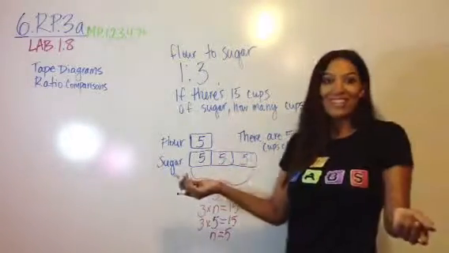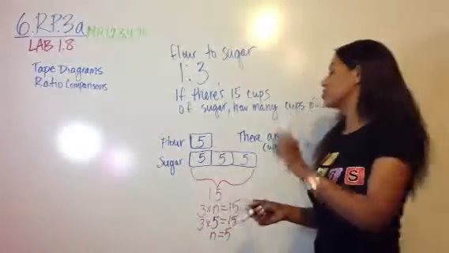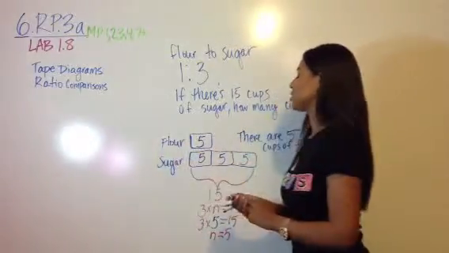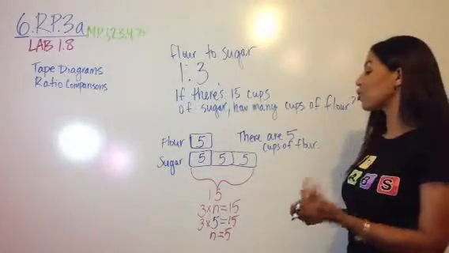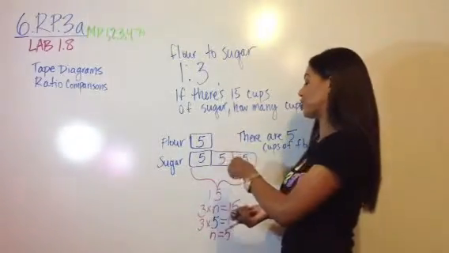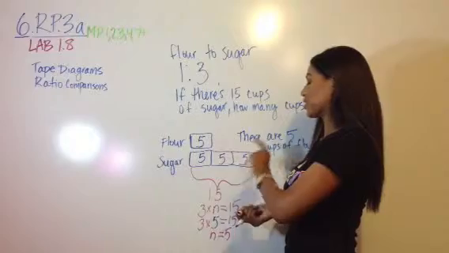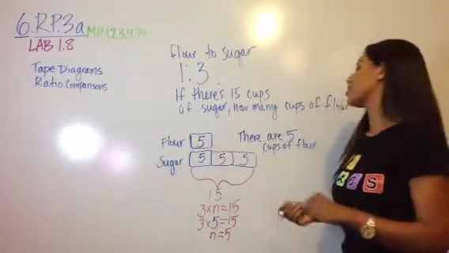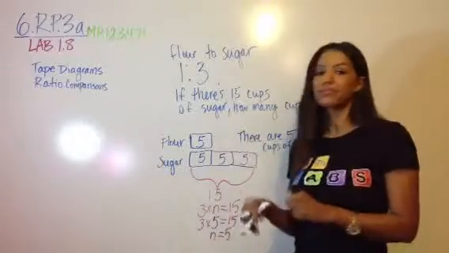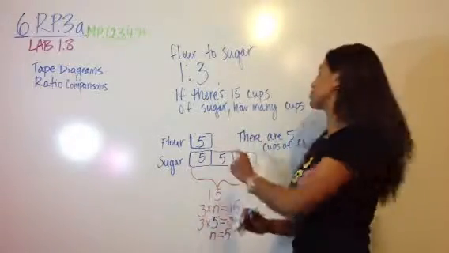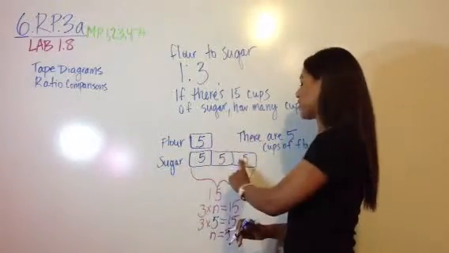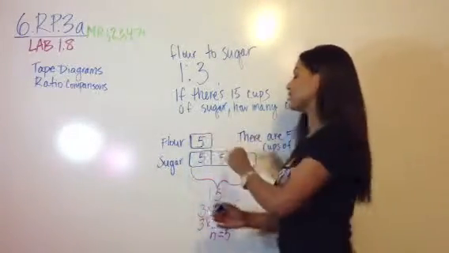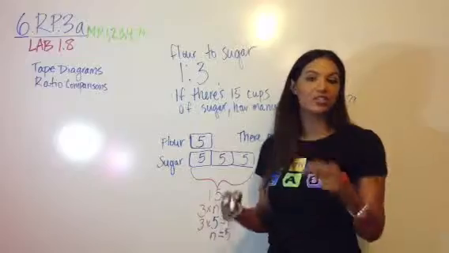Period. That's it. That's a tape diagram. Now, just to analyze a few things, what do you notice, ladies and gentlemen, about the total in this particular ratio of 1 to 3 if there are 15 cups of sugar? How many cups altogether represent this problem? Well, if you count, you would see that that answer is 20. 5, 10, 15, 20.